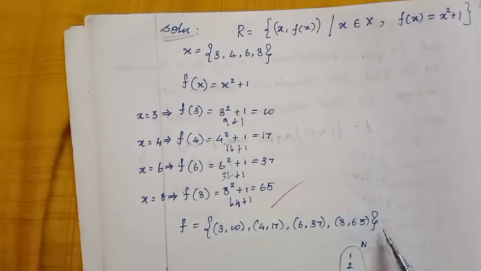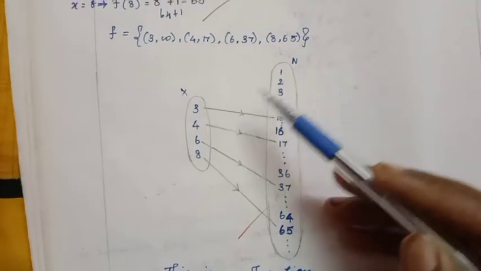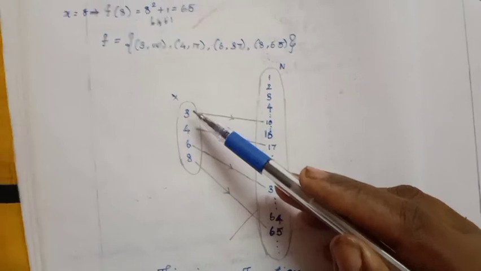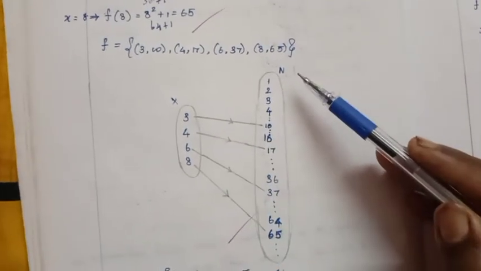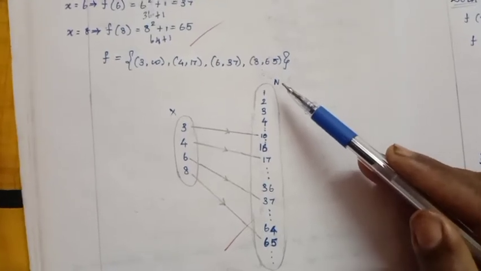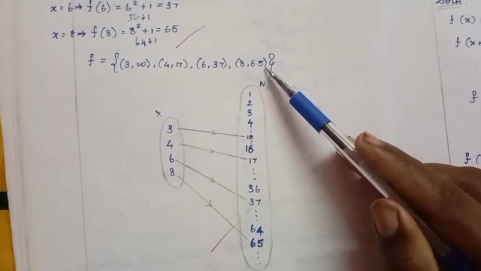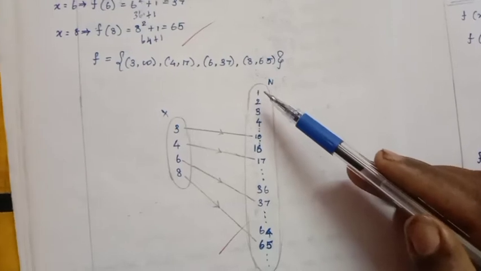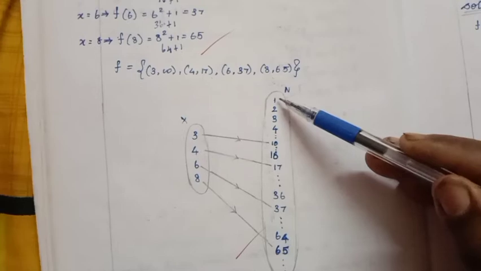Now you have to draw the arrow diagram for set X and N. So that is the set X, with elements 3, 4, 6, 8. N is the natural numbers. What elements do we need? It starts from 1. You have to take, no need to write all. We have values up to 65 here, so it is impossible to write all 65 elements in this set. So you have to use an etc symbol. So that is 1, 2.